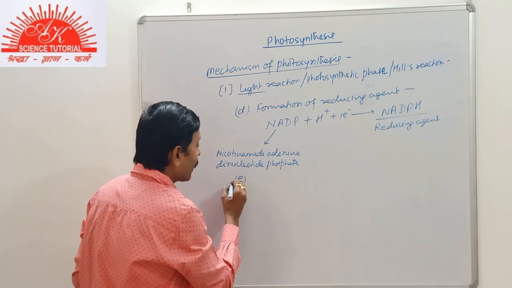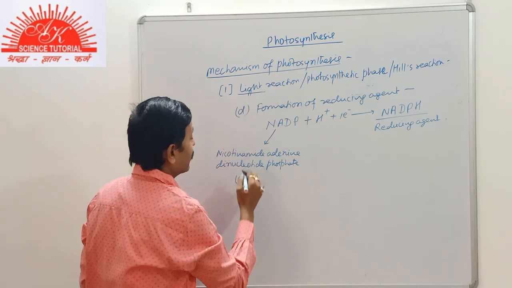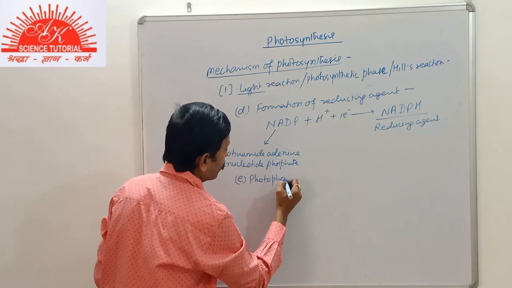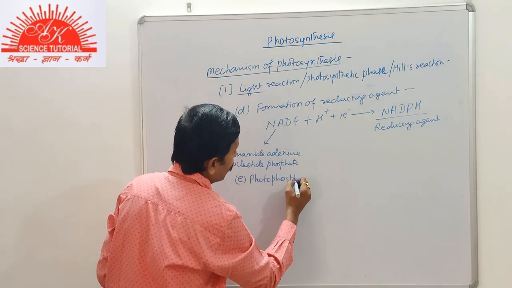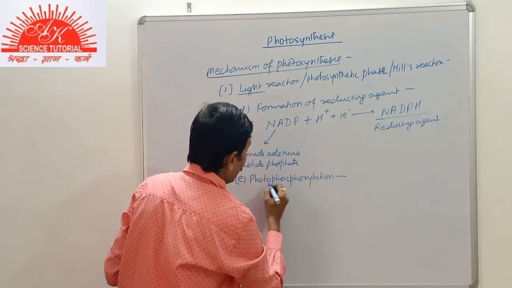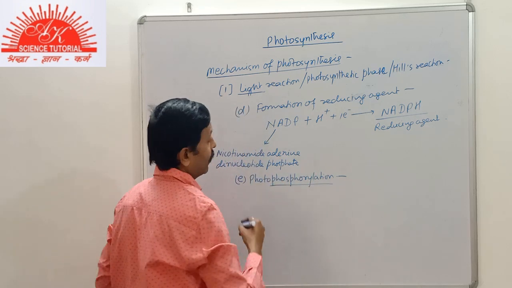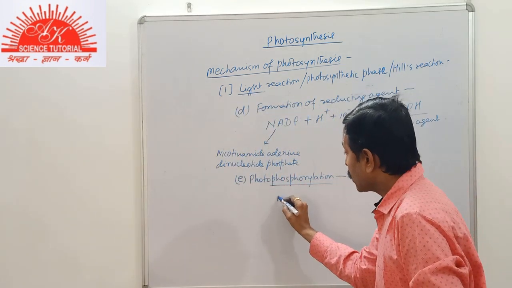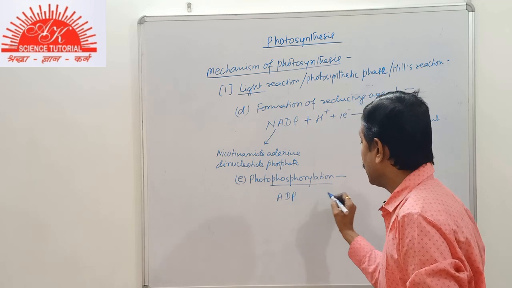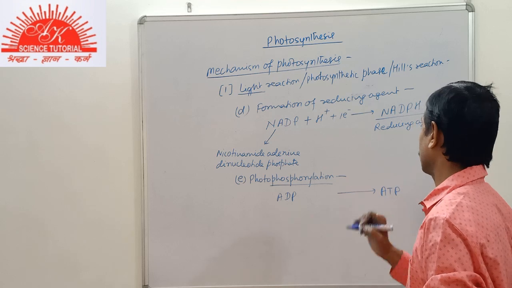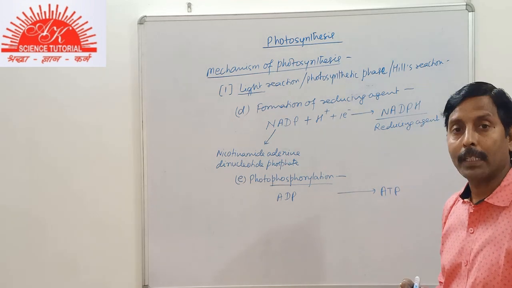The next step in light reaction is photophosphorylation. Now, first of all, phosphorylation. Phosphorylation is the process of converting ADP into ATP. This is phosphorylation, ADP into ATP.